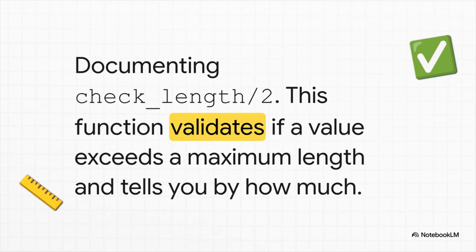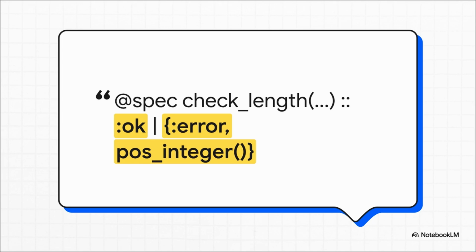Okay, task 4 is all about validation. We have a function that checks if a string is too long for a particular field, and if it is, it'll even tell you by how much. Pretty handy. Now check this out, because this return type shows off a super common and really powerful pattern in Elixir. The function can return one of two things. It can return the atom :ok if everything's good, or it can return a two-item tuple that looks like :error and some number. This is fantastic because it makes whoever uses this function deal with both success and failure. No surprises.